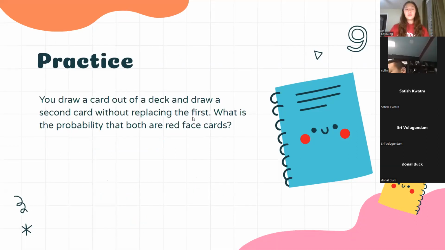Okay, so second practice problem. You draw a card out of a deck and draw a second card without replacing the first one. So this is without replacement, okay? What is the probability that both are red face cards? Another thing to know is that half of the cards in a deck are black and the other half are red, okay? There's 52 total, so 26 of them are red, 26 of them are black.